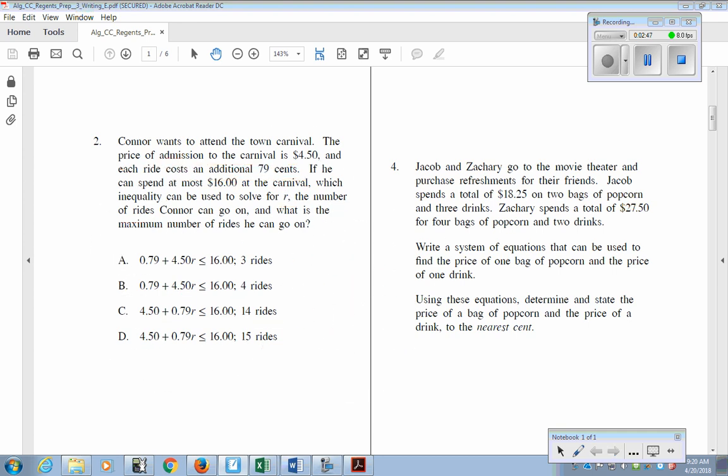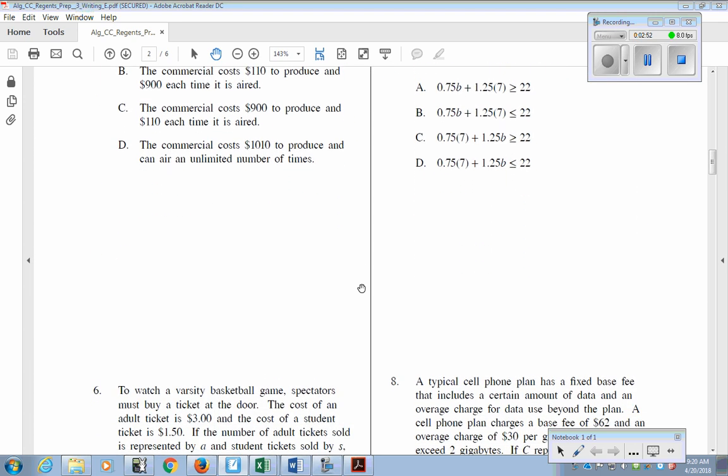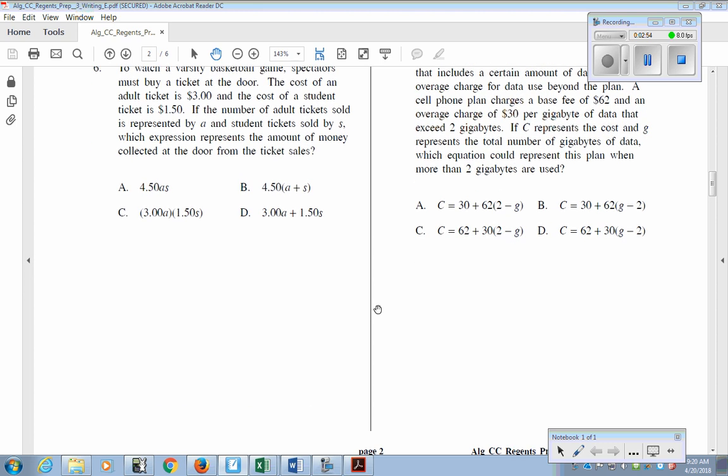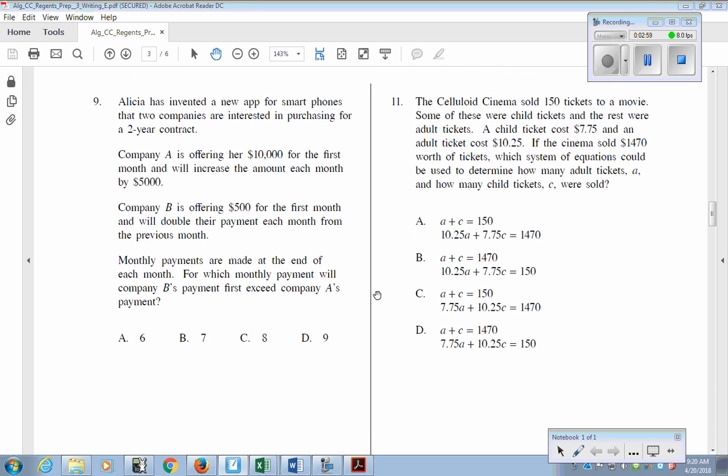So let's go ahead and take a look at another question. We're going to take a look at question number 11. We've got a cinema that sold 150 tickets to a movie, and then they tell us the prices of the types of tickets, just like if you go to a real movie. Child tickets cost that amount, and adult tickets cost this amount. And it says they sold $1,470 of tickets. So they sold a certain amount of tickets, and they made $1,470.